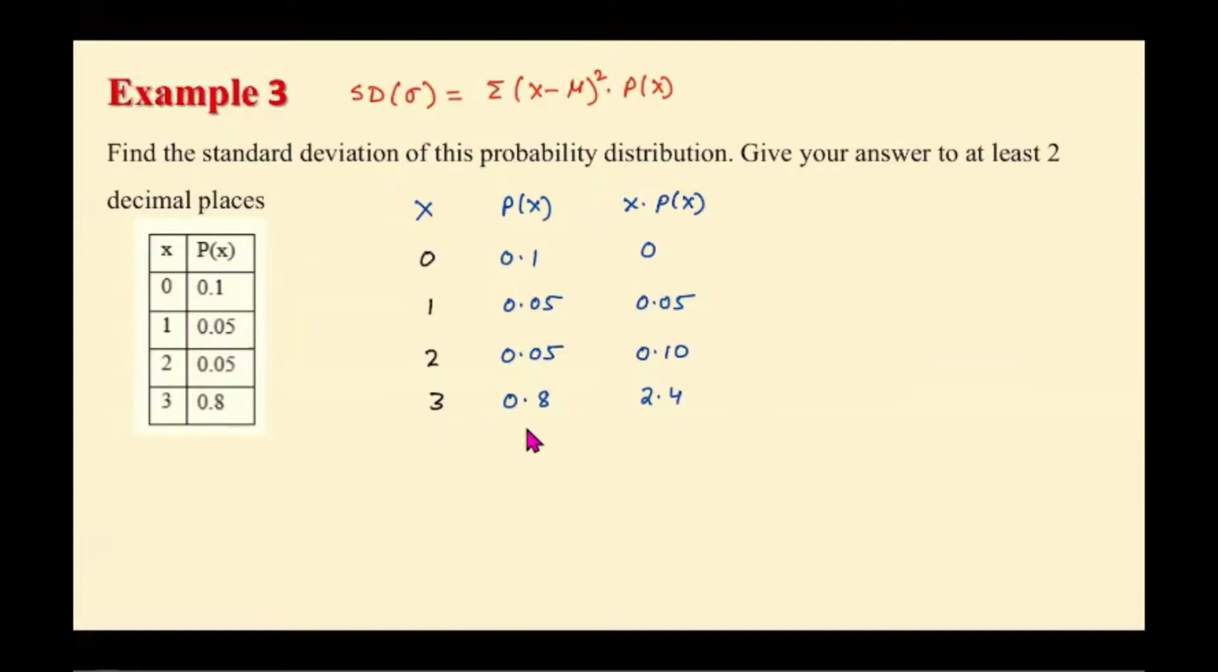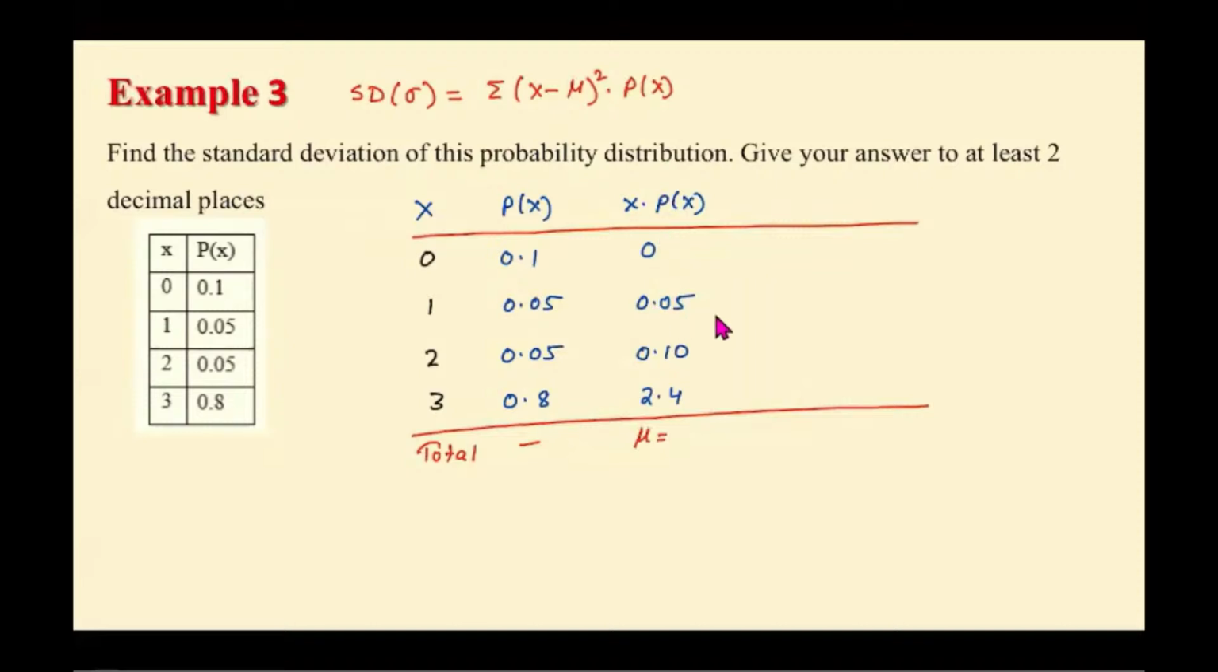Let me decorate this table a little bit. There we go. We find the total now. If we add all the probabilities, it will be 1, but we don't need that. We need the sum of x times p of x, which is our mean. That is 0 plus 0.05 plus 0.10 plus 2.4. If we add all that, it will be 2.25. So we got the mean.